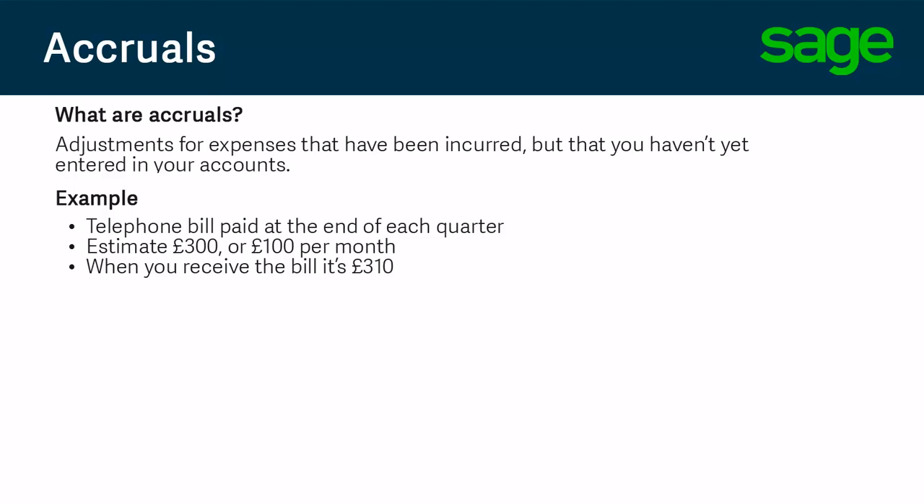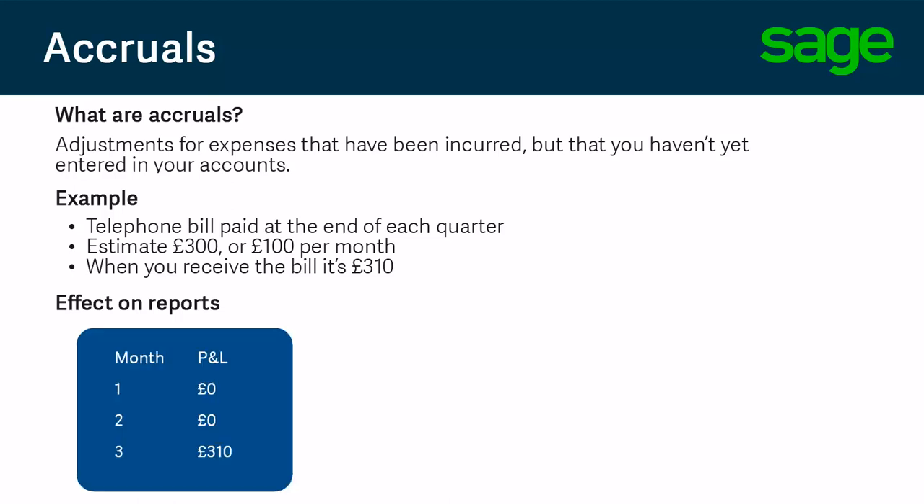Now, if we don't post any accrual, and all we do is enter the expense when we receive the invoice, we enter that into our accounts, and what we'd see is that full expense being associated with month 3. However, what we're wanting to do is to show some of the expense that relates to month 1 and month 2. But if we do nothing, we just see all of that expense in that final period.